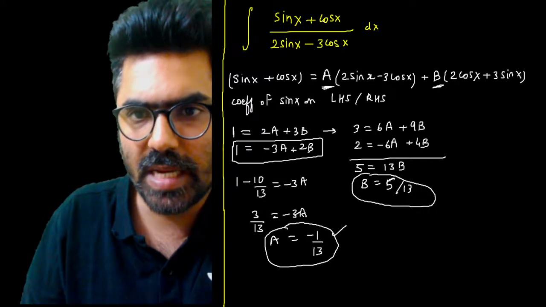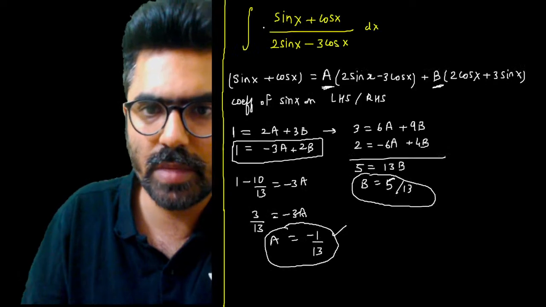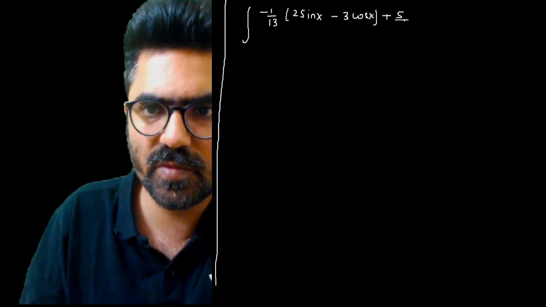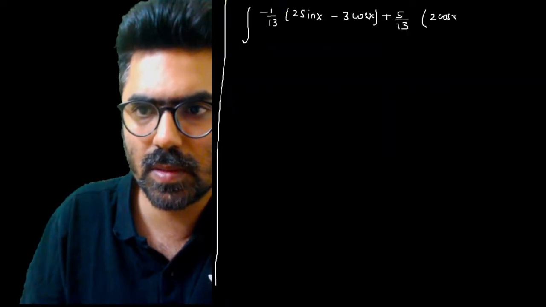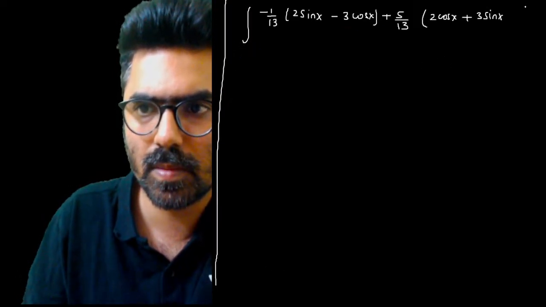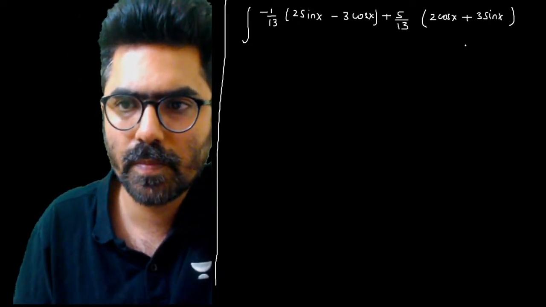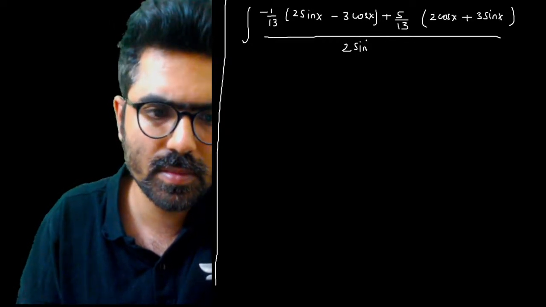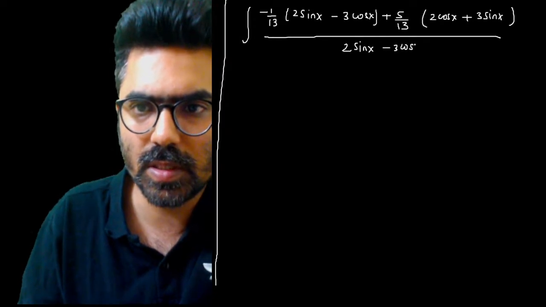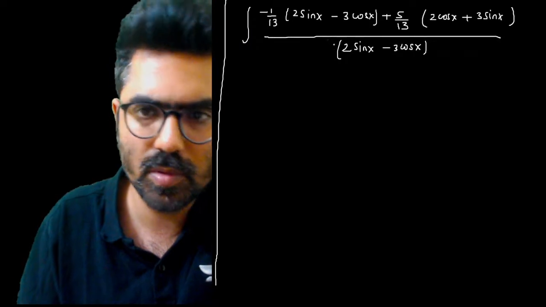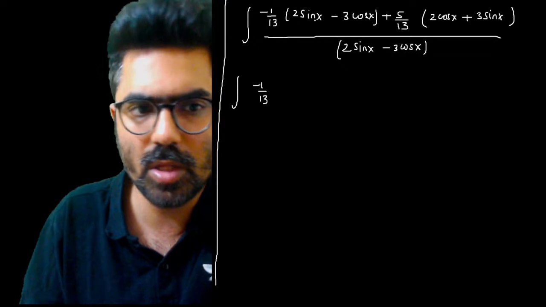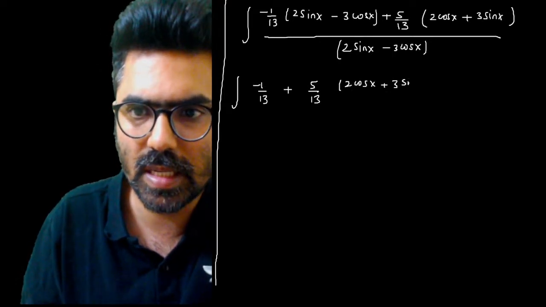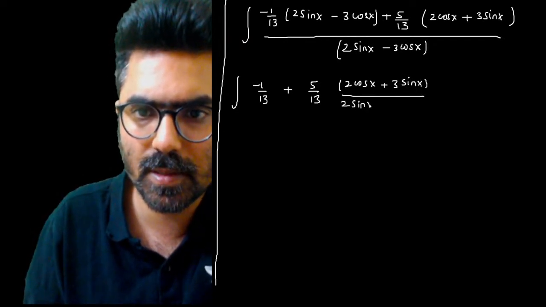Integration. The numerator sin x plus cos x is written as minus 1 by 13 times (2 sin x minus 3 cos x) plus 5 by 13 times (2 cos x plus 3 sin x), and in the denominator we have 2 sin x minus 3 cos x. Now let's separate the denominator. You will get minus 1 by 13, where the denominator gets cancelled, plus 5 by 13 times (2 cos x plus 3 sin x) upon (2 sin x minus 3 cos x).